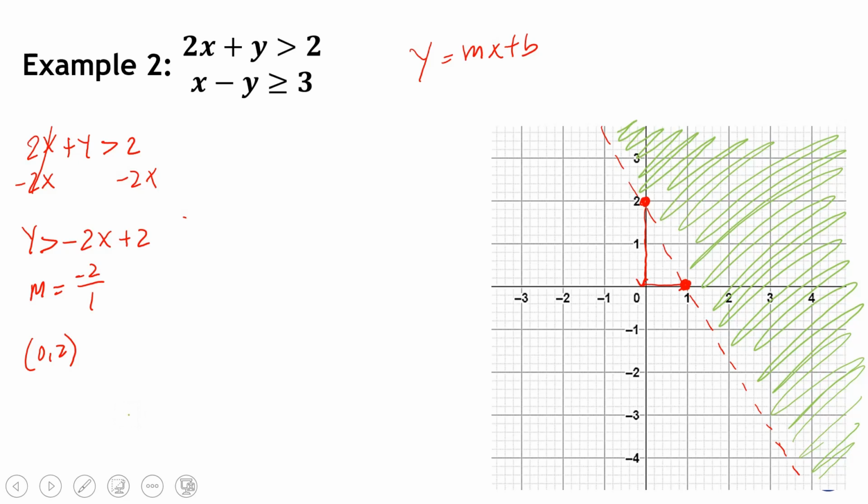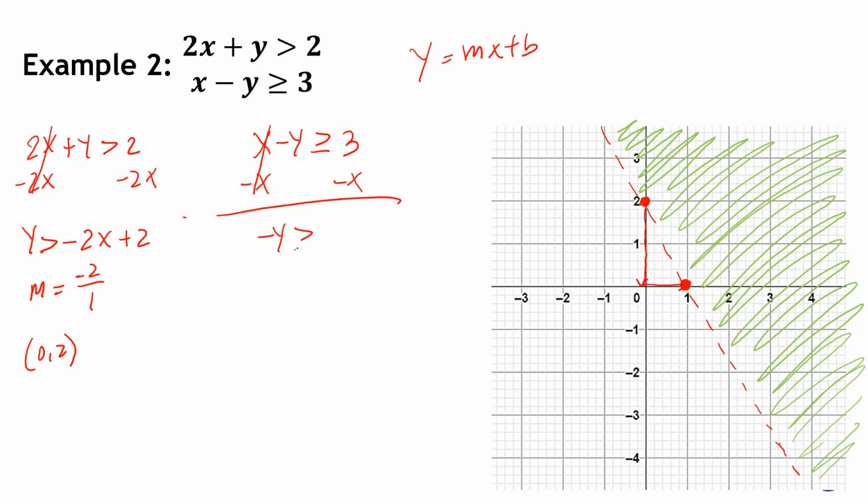Okay. Let's answer the second one. So x minus y is less than or equal to 3. Subtract x on both sides. This will be negative y is less than or equal to negative x plus 3. And then we need to divide each term by negative 1. Now y will become greater than or equal to, because we divided by a negative 1, x minus 3. Our slope is, I will emphasize, 1 over 1.